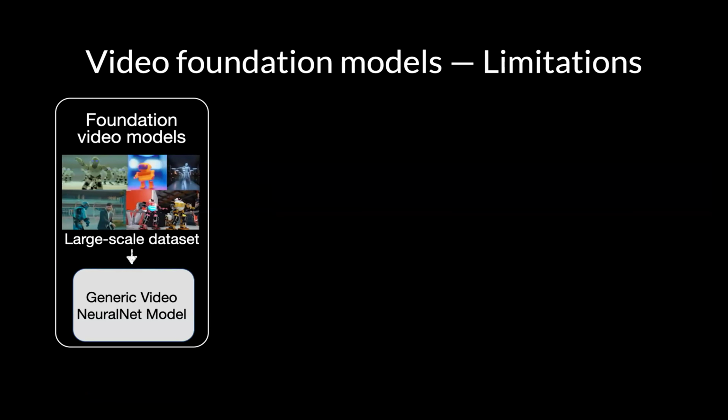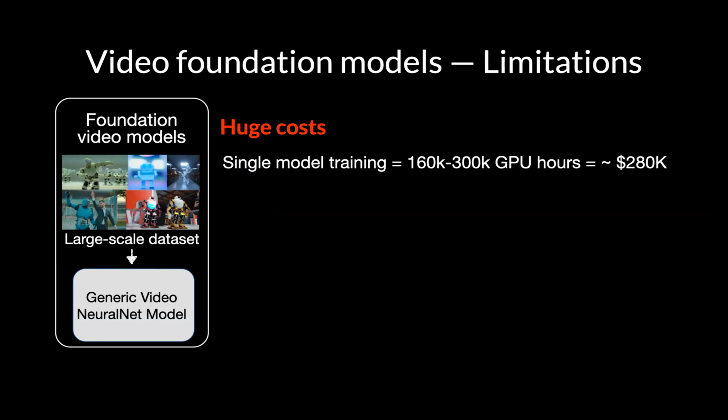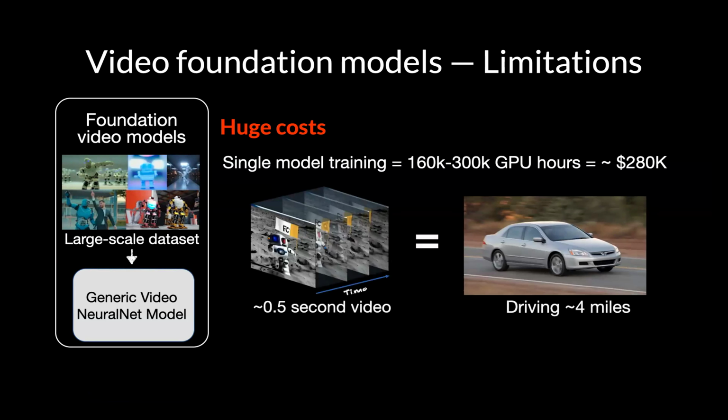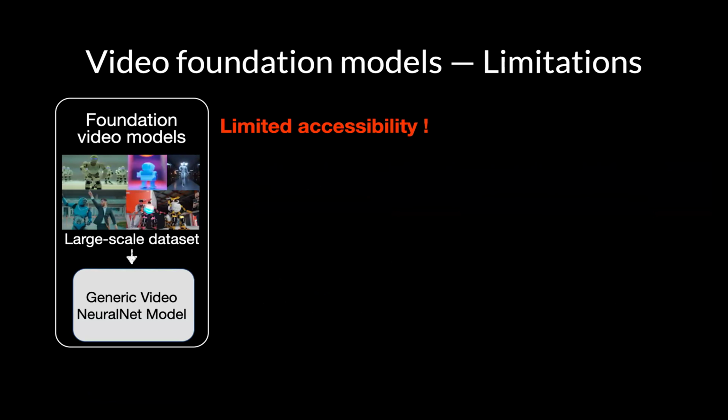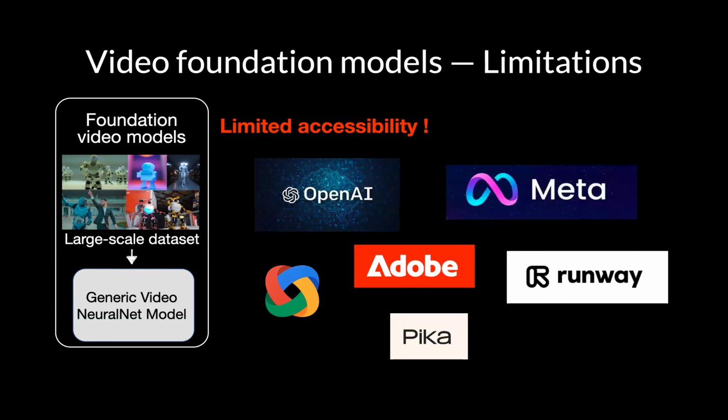Furthermore, the cost of scaling up video models is just huge. One instance of model training requires roughly about 200K GPU hours, which amounts to roughly $280K. And in terms of energy consumption, generating half a second of a video requires the amount of energy needed to drive 4 miles on an average car. Because of these huge costs and compute requirements, designing such models is restricted only to a few big players in industry.